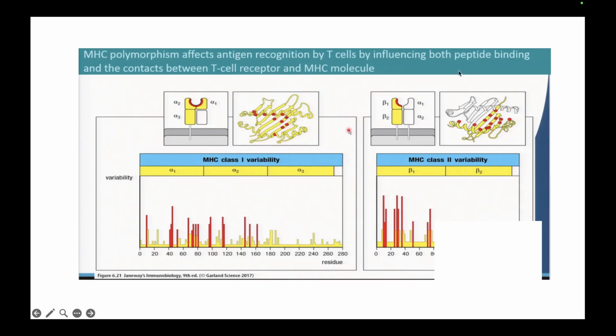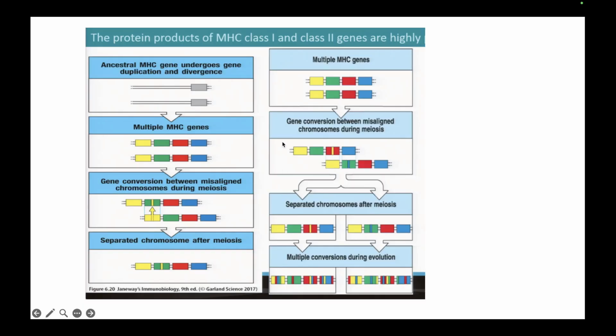Similarly, for the beta chain, beta 1 and beta 2 are shown. Here also for beta 1 only, a lot of polymorphism or variability is reported in these regions. The protein products of these MHC class 1 and class 2 genes are highly divergent.